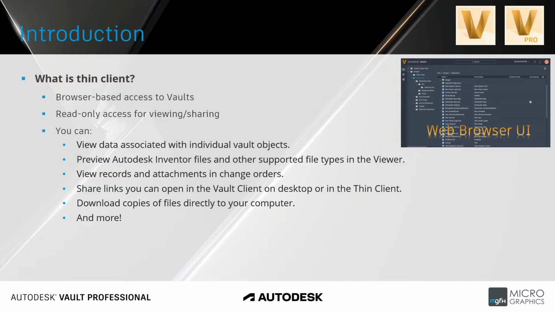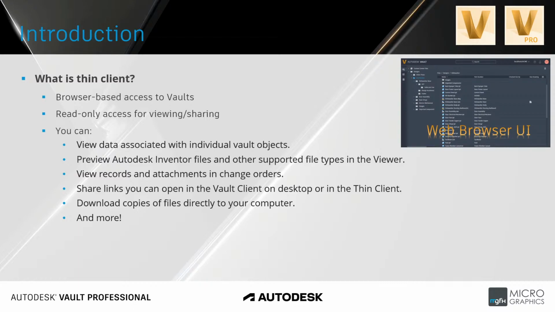A list of other things that you can do from the browser. You can view associated data with individual Vault objects. Okay. You can preview Inventor files and other supported file types. So because of AnyCAD and obviously Inventor files, you know, we have DWFs. So those 3D models can actually be viewed in the browser. No additional software, not even Design Review, is needed.